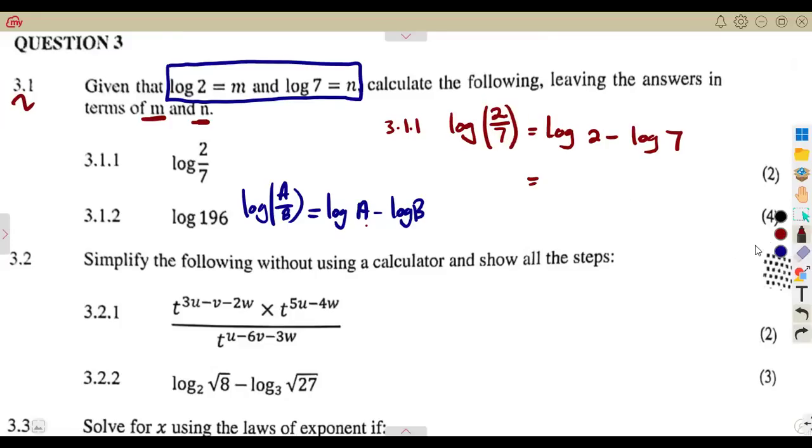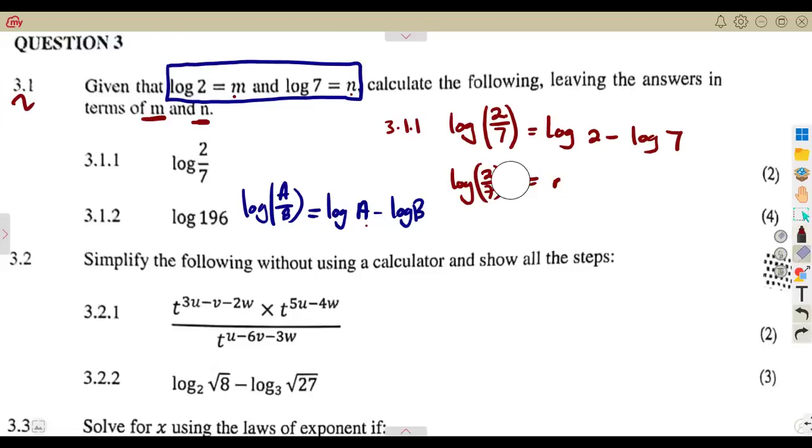Now that you can see properly, this is your log 2. What is it that represents log 2? It's m. Minus, what is it that represents log 7? It's n. You substitute that. So this is what we're going to have, guys, as log 2 over 7. It was going to give us m minus n.